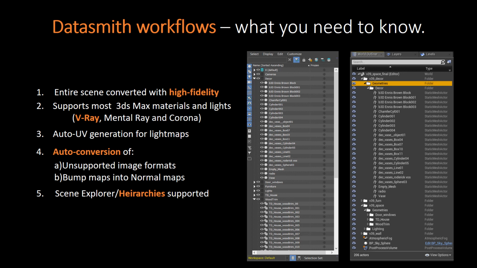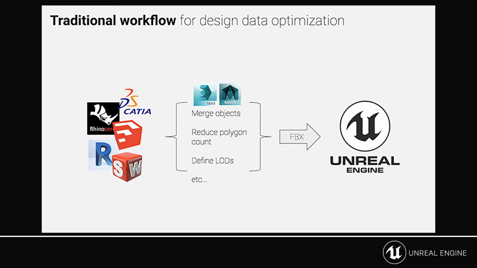Normal maps typically are what we use within Unreal Engine for the higher fidelity that we want for the displacement or distortion of a surface, to the camera, based off of the surface normal. And we can do that by having Datasmith automatically convert things like bump maps into normal maps in Unreal Engine. And of course, I mentioned hierarchies and Scene Explorer are supported over into Unreal Engine.